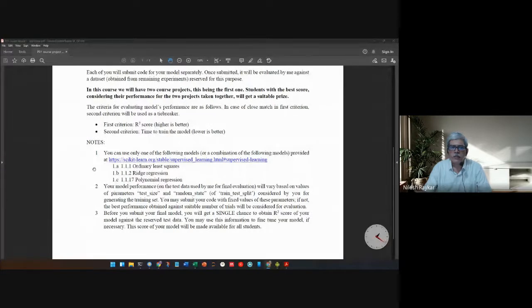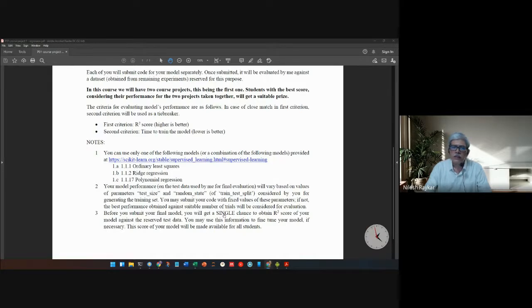There will be some token prize at the end of this, so that there is some competition among you. You can supplement this with a model of your own, but I'm giving you the option of choosing only 3 models: ordinary least squares, ridge regression, and polynomial regression. So these 3 you must do. Beyond that you can try out others, but that won't be considered part of the competition. That you can do out of your own interest.